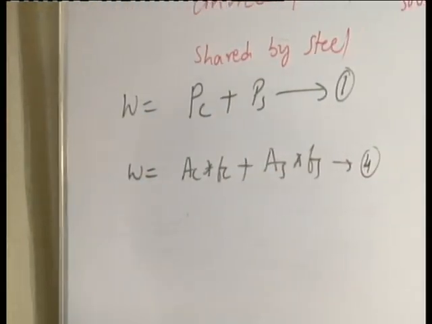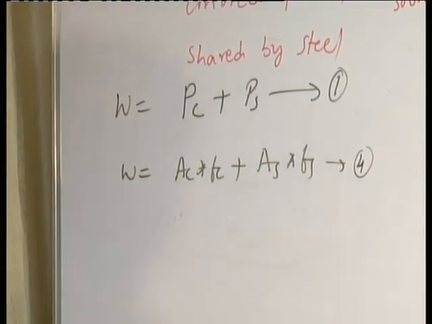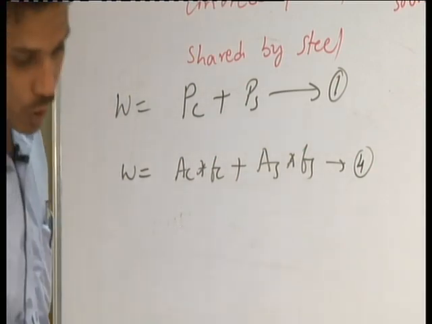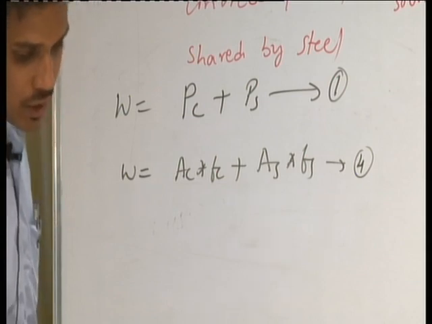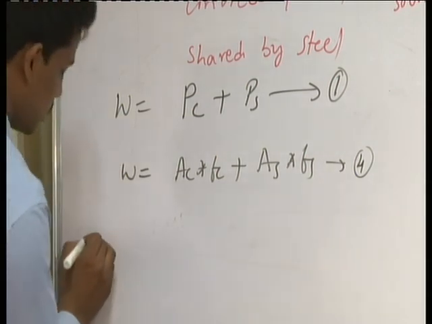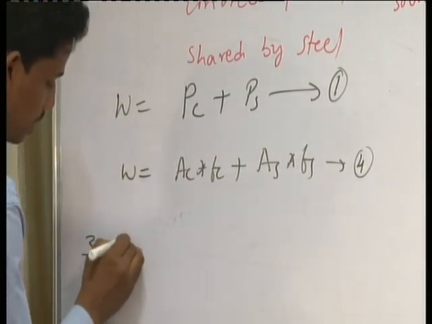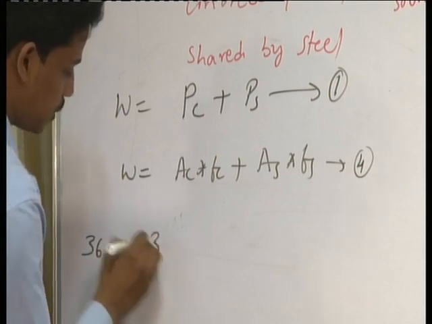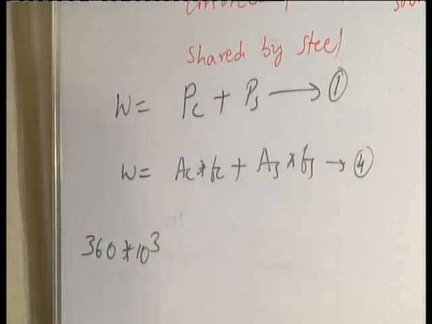So substitute the values in the expression in equation number 4. We know the total load is given as 360 kilonewton, that is 360 into 10 to the power of 3. This is the total load given, that is the load coming on the column.